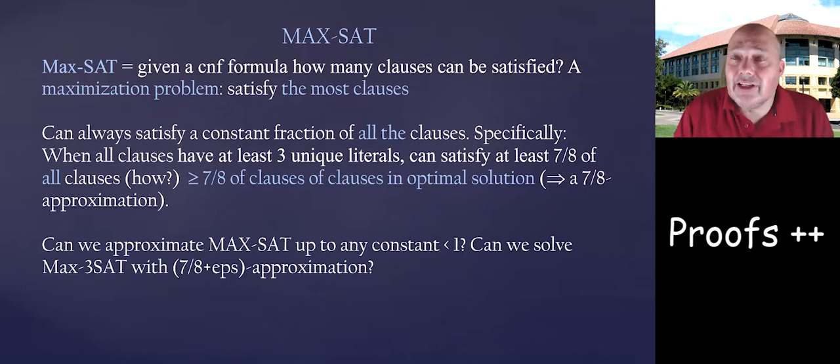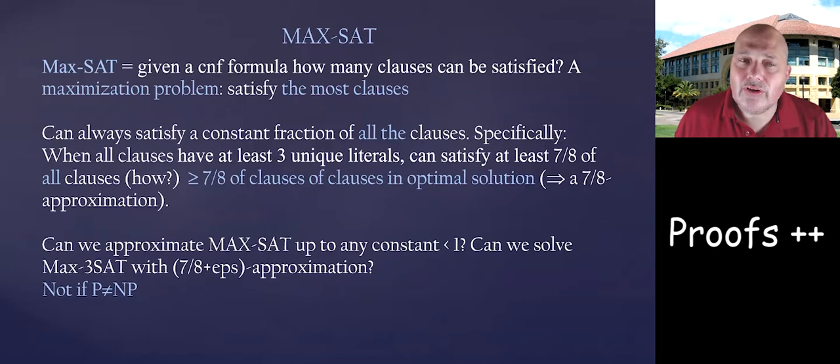But okay, we've done that. The question is, can we do better? Can we approximate it, for example, to 90%? Can we even solve it with 7/8 plus some small constant, epsilon? Can we have a 7/8 plus epsilon approximation? That turns out to be no, or at least not unless P equals NP. If P equals NP, then you can solve satisfiability exactly, and you can solve MAX-SAT exactly. So you can have a one approximation, which is not an approximation, it's an optimal algorithm.